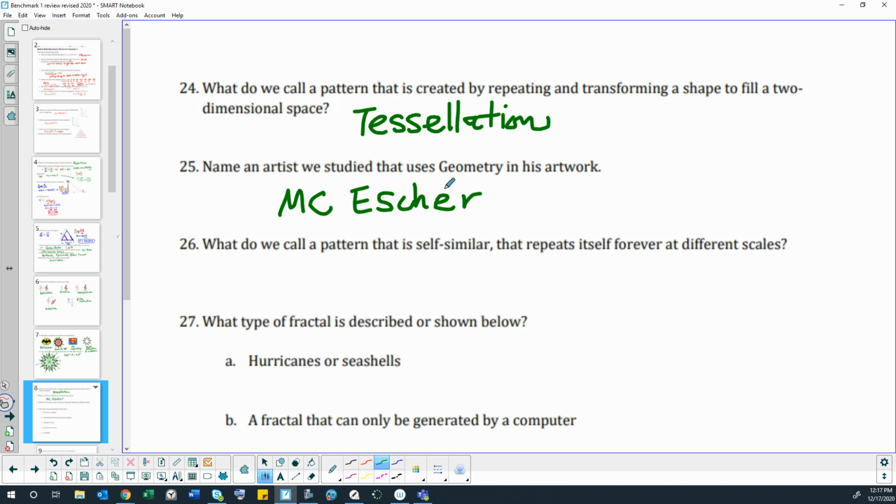Okay, don't mix up a tessellation with a fractal because a fractal repeats itself, but it changes sizes. So different scales means the size changes. So that's kind of the difference between a tessellation and a fractal, is that the size changes, like smaller, smaller, smaller, or bigger, bigger, bigger. Okay, so that's called a fractal.